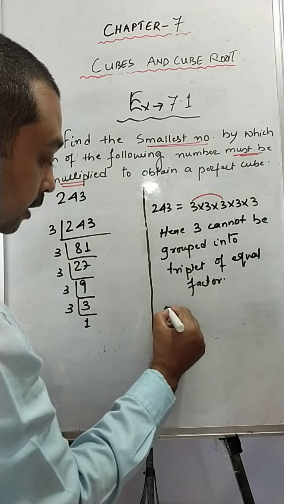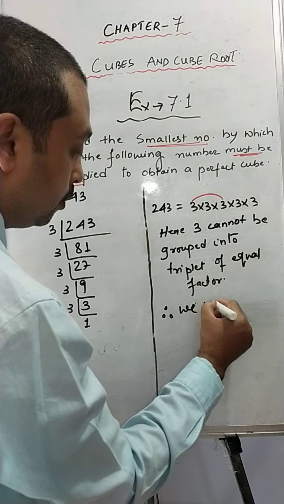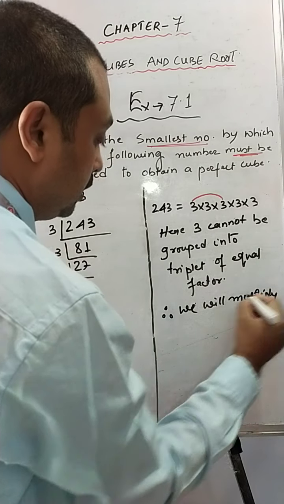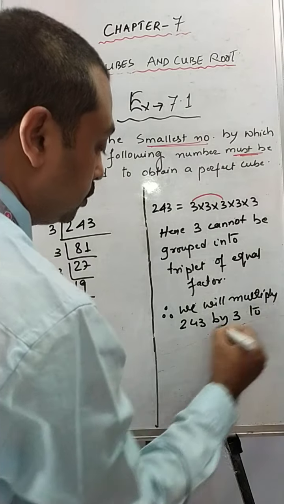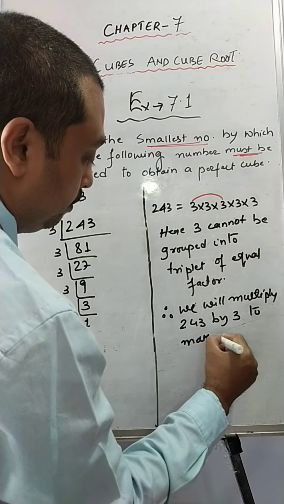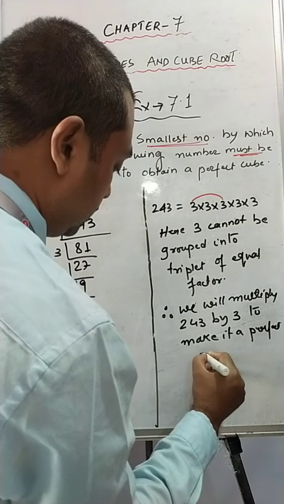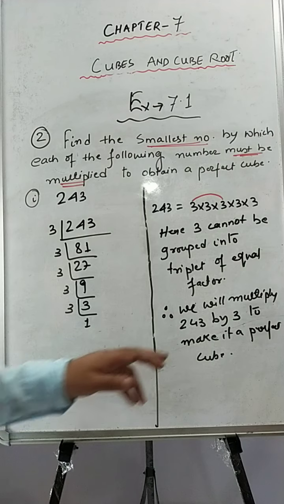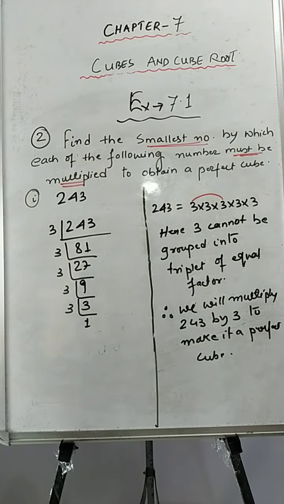So what we have to write? Therefore, we will multiply 243 by 3 to make it a perfect cube. Okay, so what is the smallest number that we are multiplying with 243? It is 3. So this is the required solution of sum number 1 of question number 2.